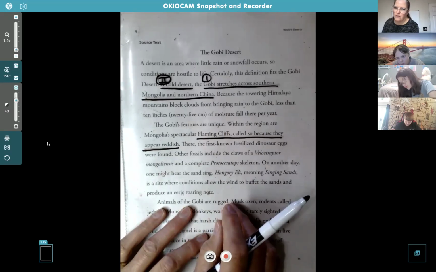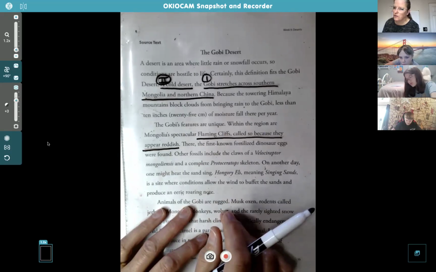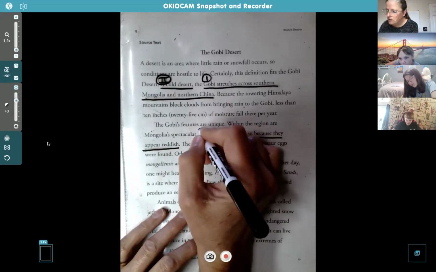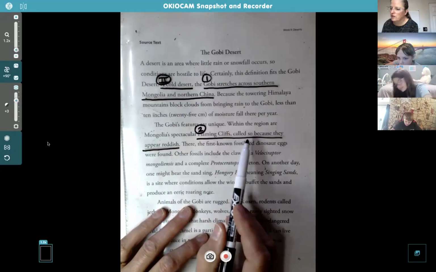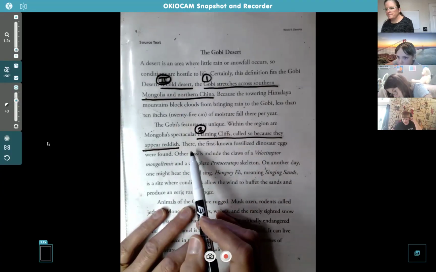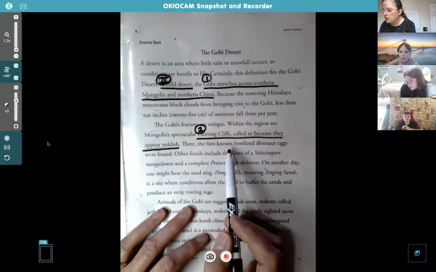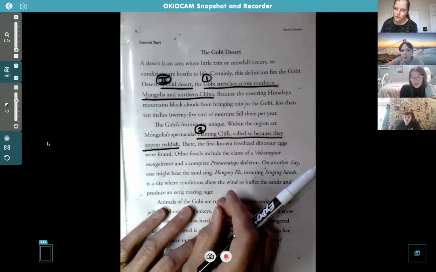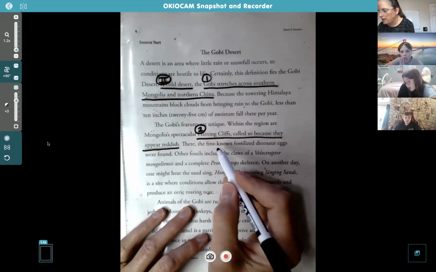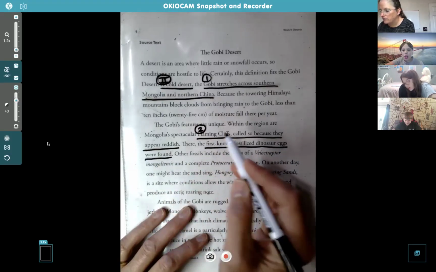Now notice I'm not underlining the whole sentence. I'm underlining the fact. That's what we're doing when you write a report like this. You're looking for facts, basically. So let's put a 2 next to that one. Flaming cliffs called so because they appear reddish. I'm going to keep going. There, the first known fossilized dinosaur eggs were found. Whoa, okay, that's really cool. That's interesting. I'm going to underline first known fossilized dinosaur eggs were found.